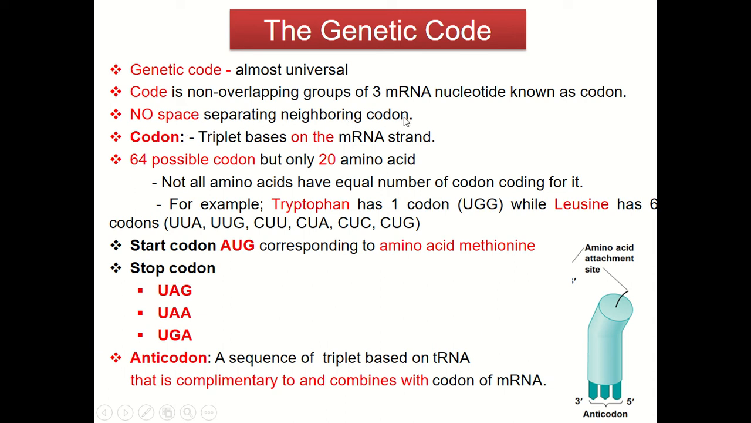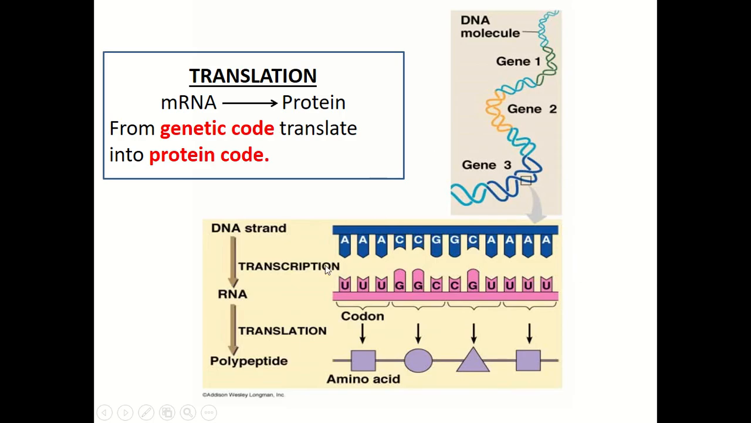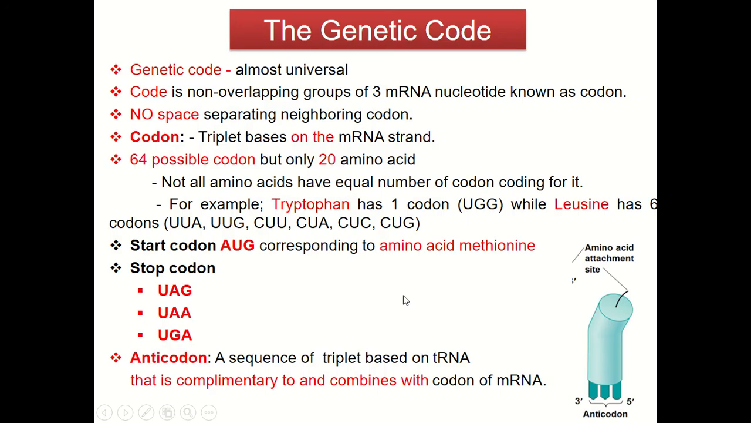I will explain to you later. So what is a codon actually? A codon is a triplet of bases on the mRNA strand. See this one: the first 3 bases are known as the first codon, the second 3 bases are the second codon, and so on. Look, there is no space between these neighboring codons.